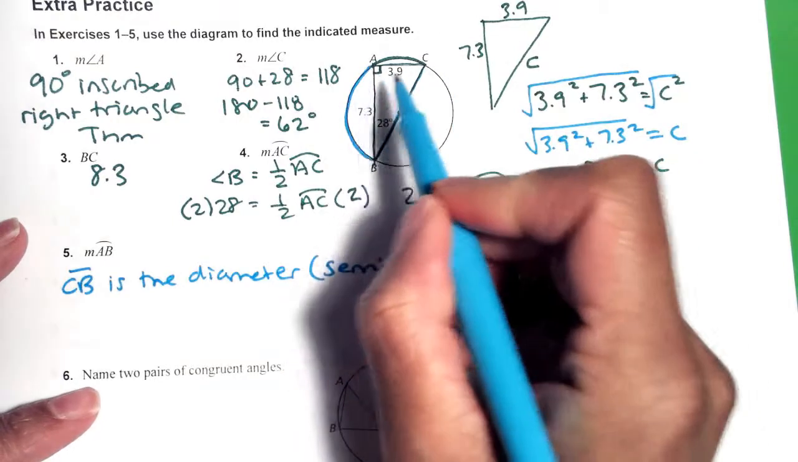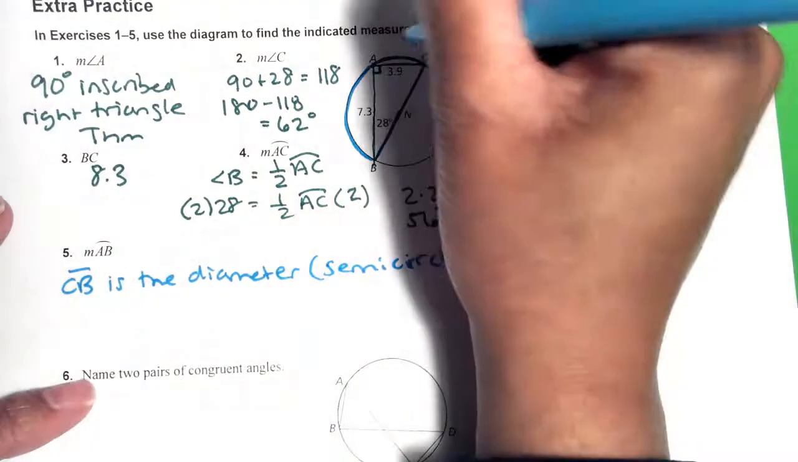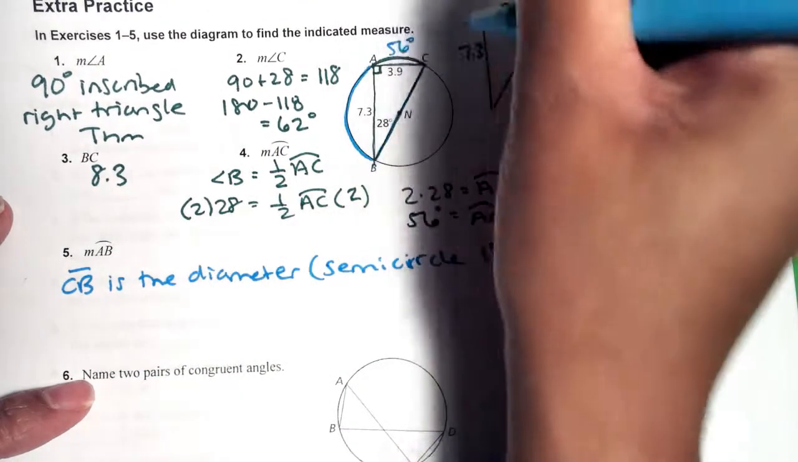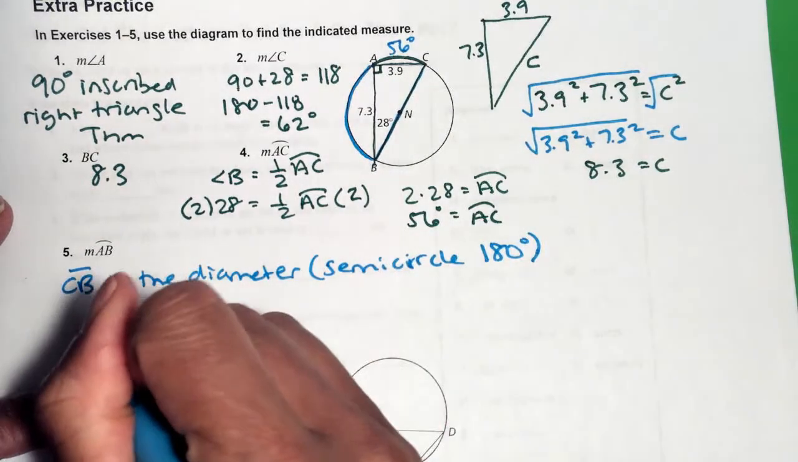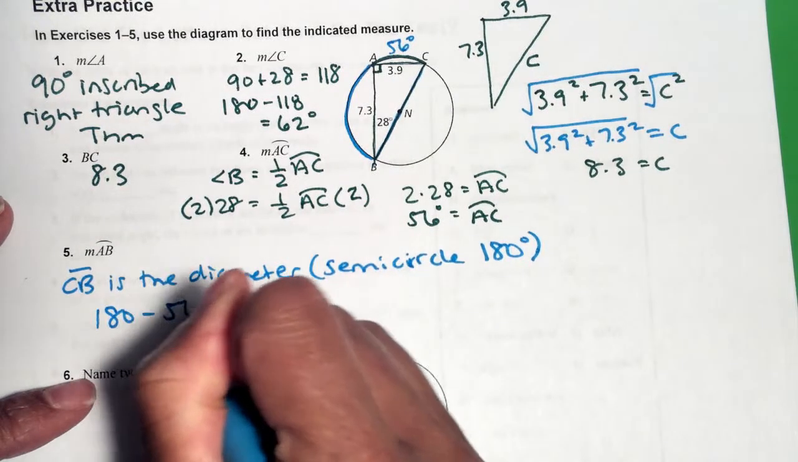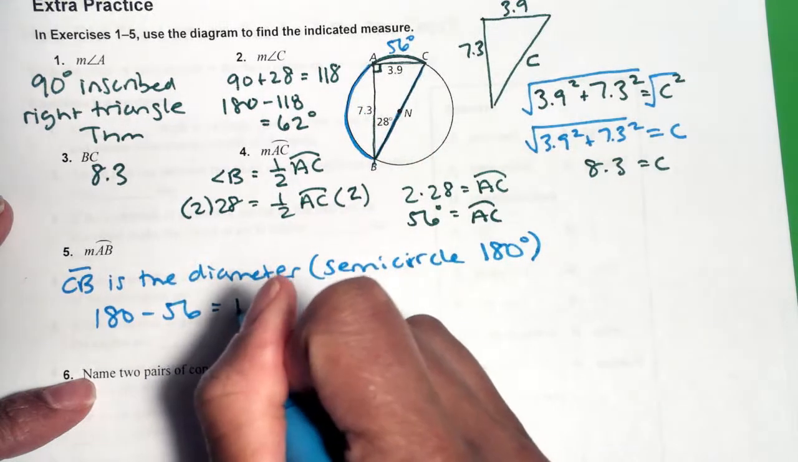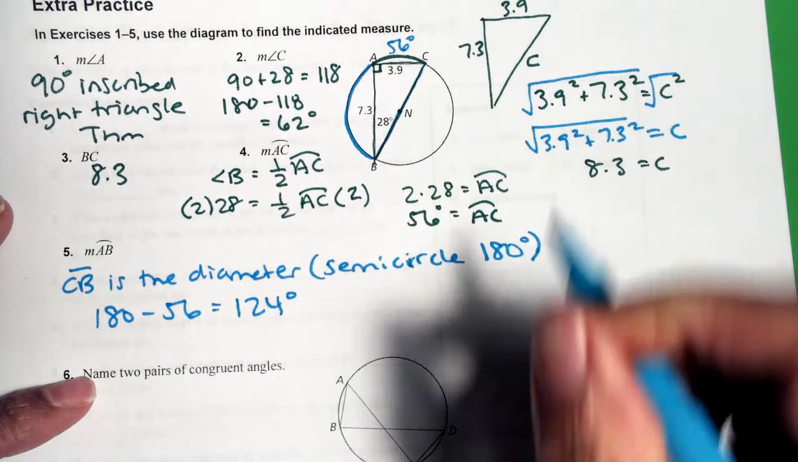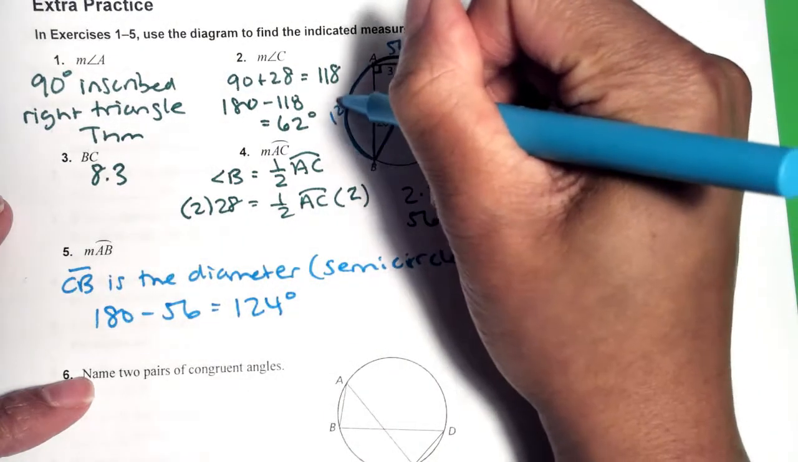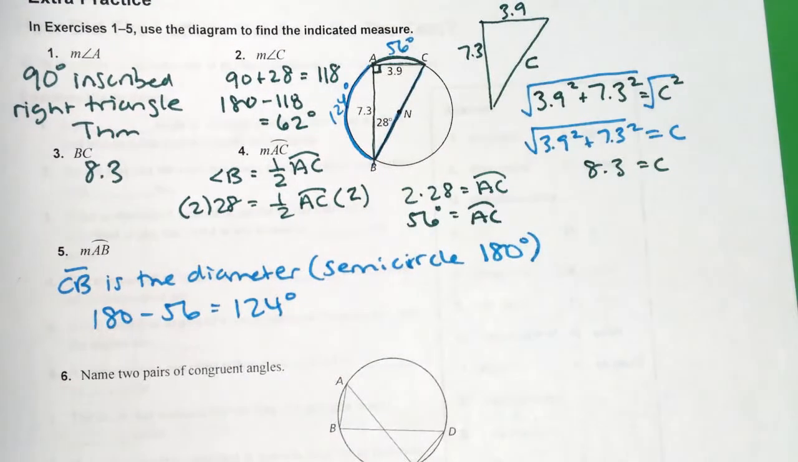We've already found that AC was 56. So now all I have to do is subtract 56 from 180 to get my remaining arc measure. So I have 124 degrees for AB. Alright, so that is 1 through 5. Let's move on to number 6 and number 7.